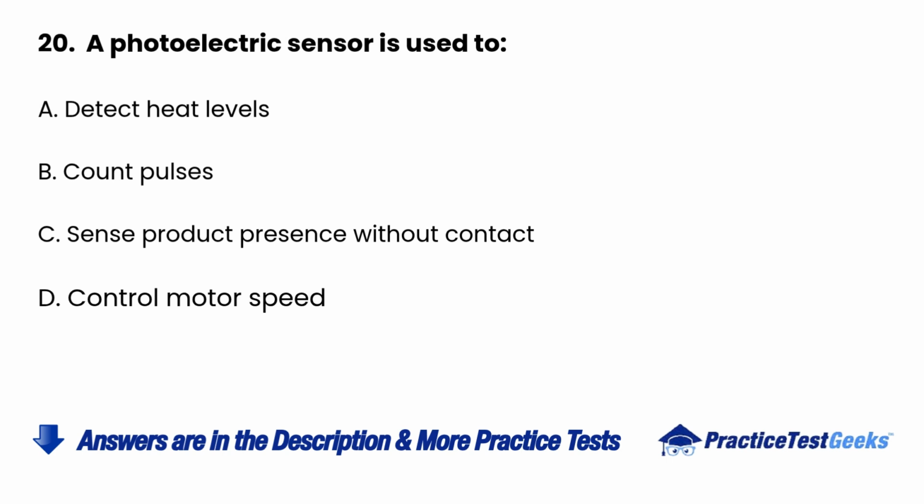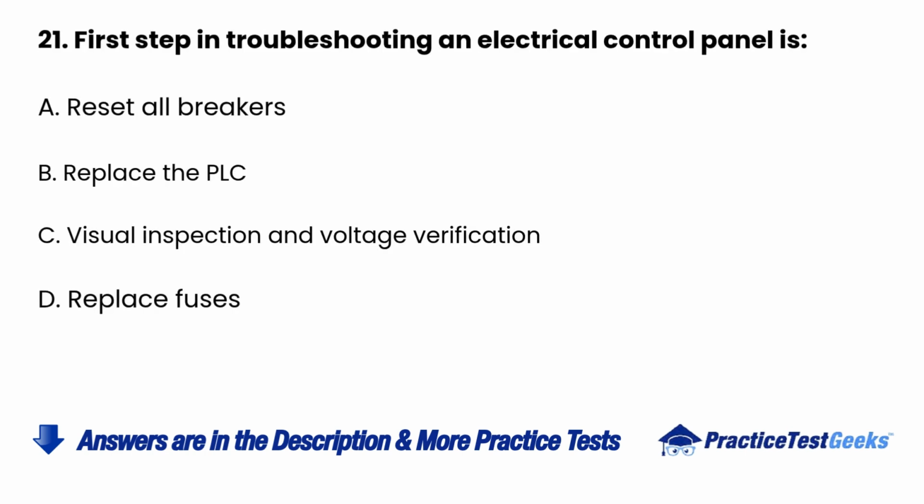20. A photoelectric sensor is used to A. Detect heat levels. B. Count pulses. C. Sense product presence without contact. D. Control motor speed. 21. First step in troubleshooting an electrical control panel is A. Reset all breakers. B. Replace the PLC. C. Visual inspection and voltage verification. D. Replace fuses.